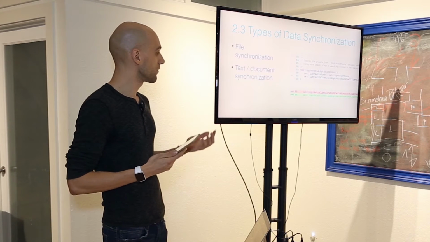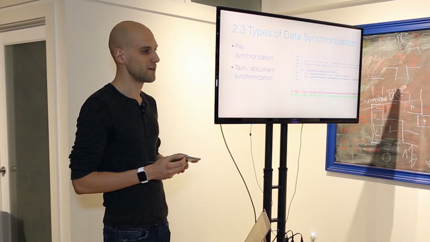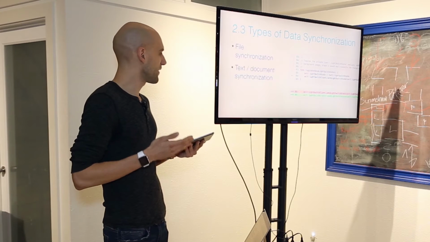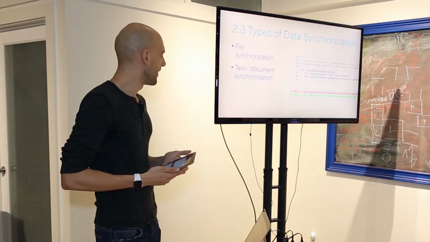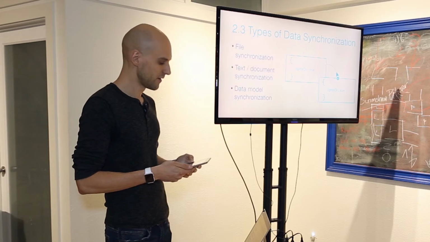Text synchronization, we're all familiar with source control. This is basically text synchronization. It requires a lot of manual work, but at the end of the day, it's still synchronization. Or data model synchronization. We just had an example with that light switch earlier.